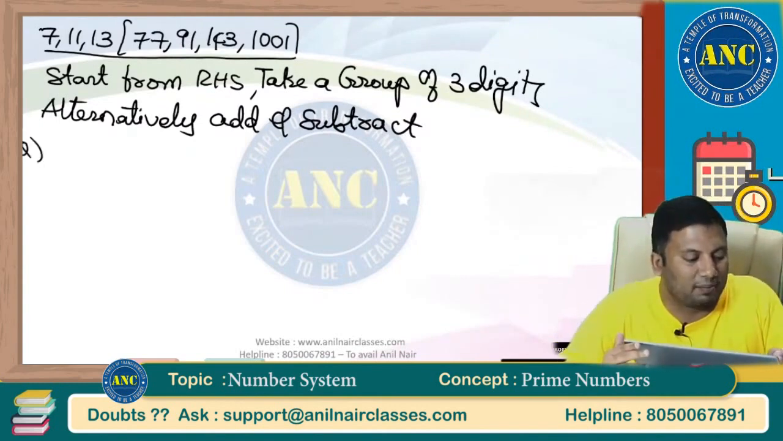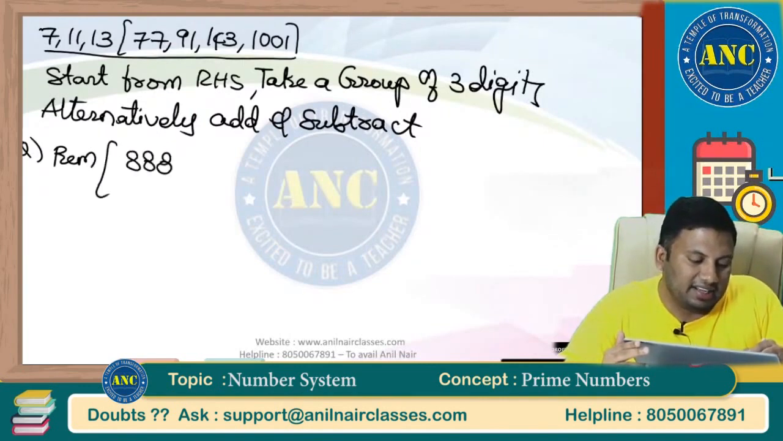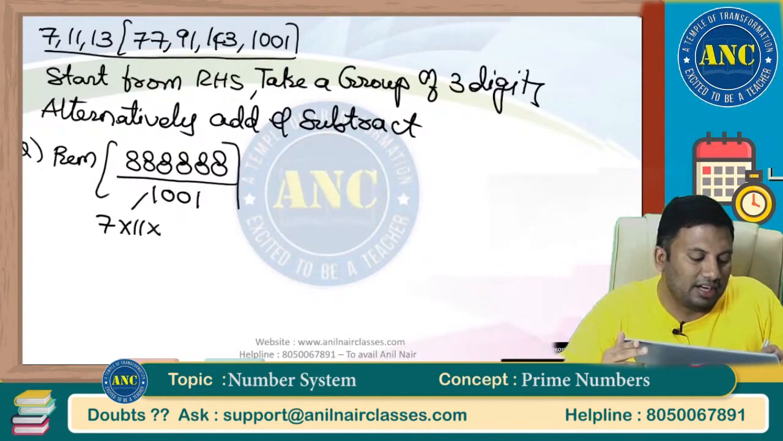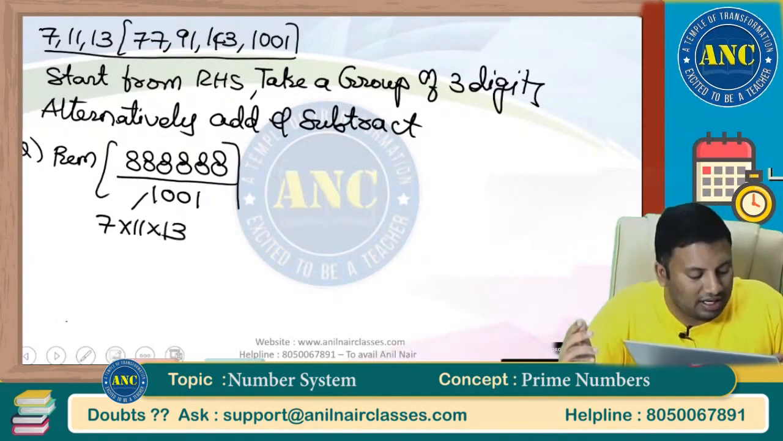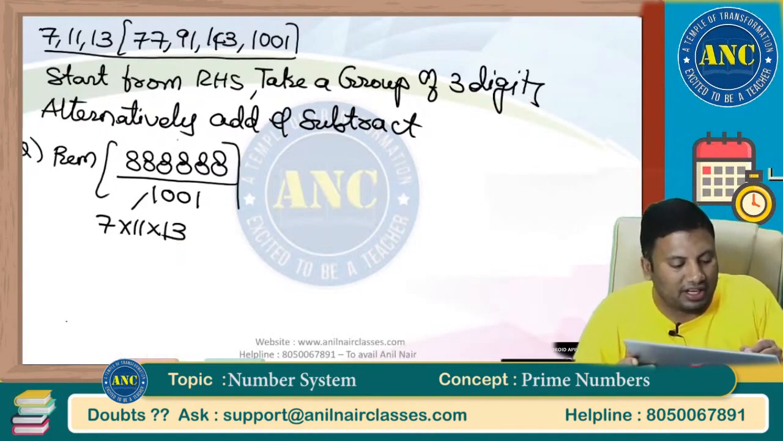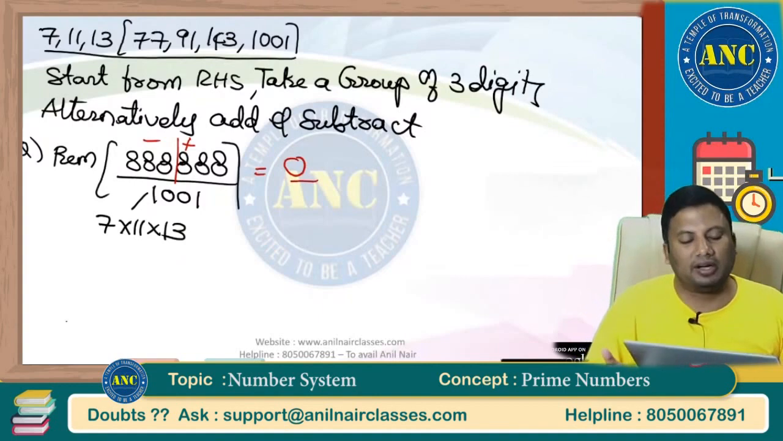Now, example. 8 is written 6 times divided by 1001. 1001 is 7 into 11 into 13. So, take a group of 3 digits. Alternatively add and subtract. It is nothing but 0.